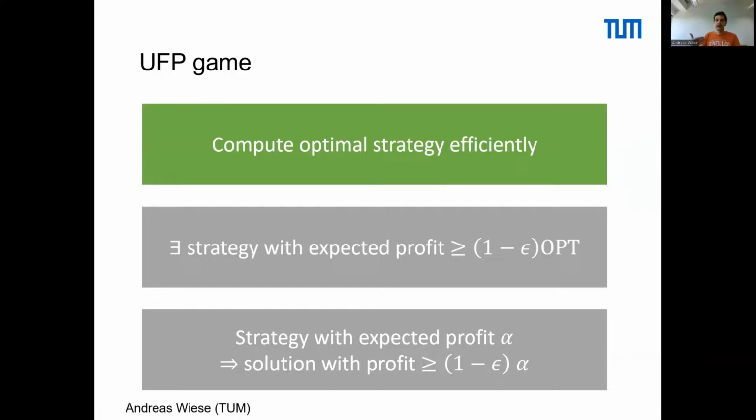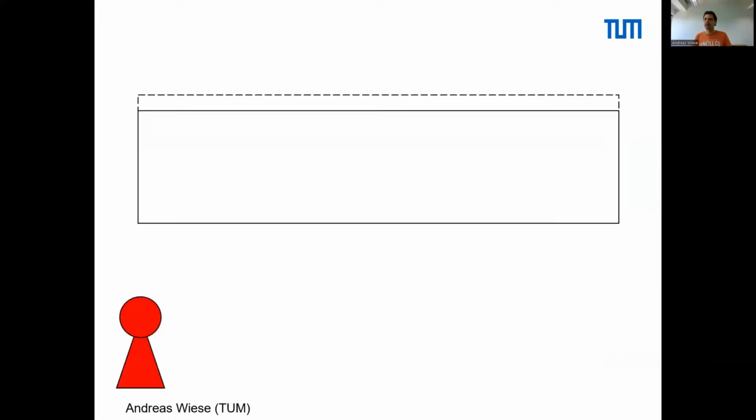Now I want to argue that there exists a strategy whose expected profit is large. It's essentially opt. Why is this? Well, my strategy does what you might expect: you select all tasks from opt. Note that this is an existential result, so I can say things like, I assume I know opt, and based on this, I design a strategy. I only have to show that such a strategy actually exists.